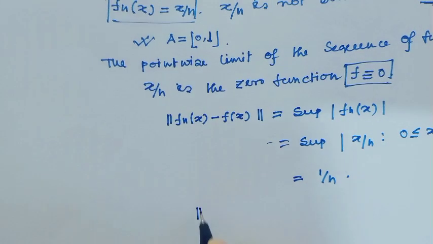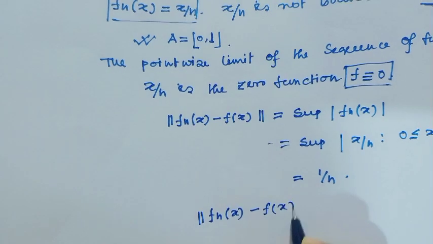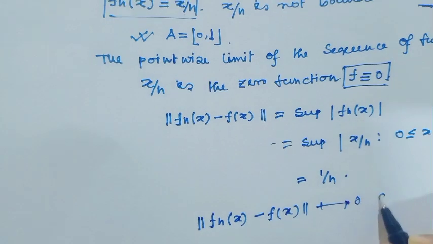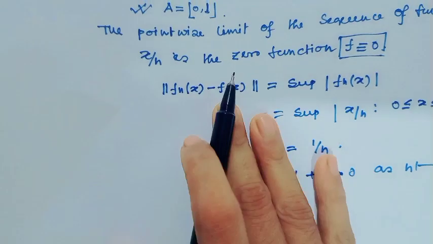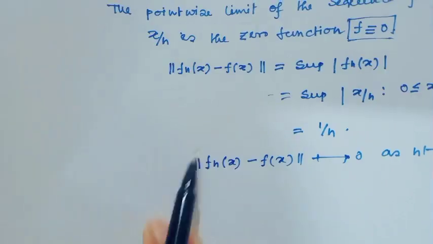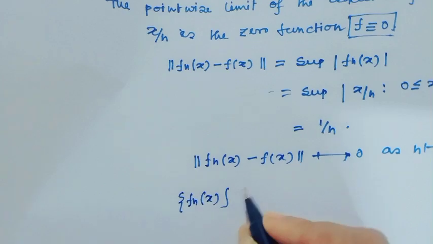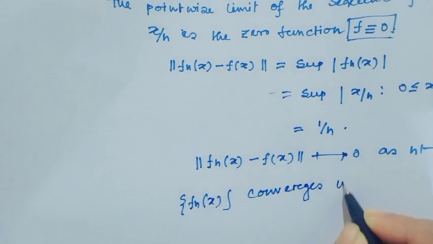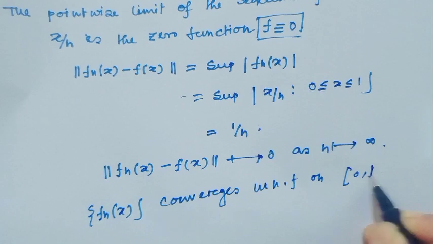Therefore, the norm of fn minus f goes to 0 as n tends to infinity. So on the closed interval [0, 1], the sequence of functions fn of x converges uniformly on the set, the closed interval [0, 1].